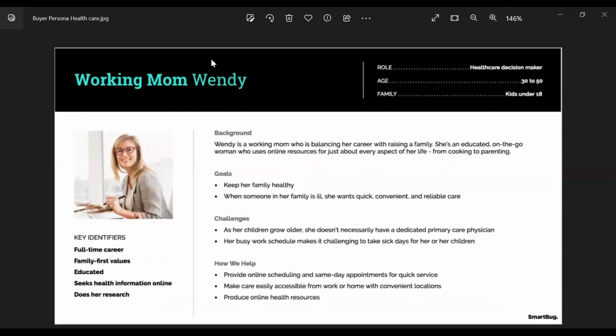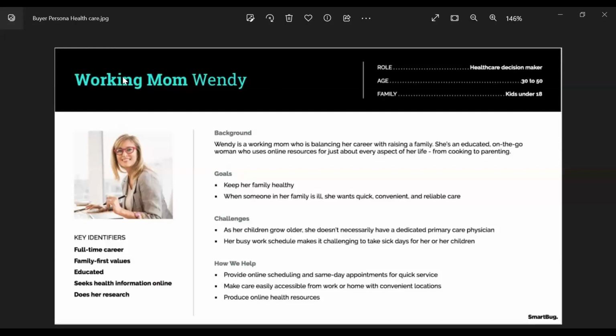They are still related. Role, healthcare decision maker. Age, 30 to 50 years old. Family, kids under 18. So it means this person is a healthcare decision maker. She's between the ages of 30 to 50, and her family, they have kids under 18 years old. Family of the target audience. But they use a particular name because they're trying to make it look like an imaginary portrait of the target market.